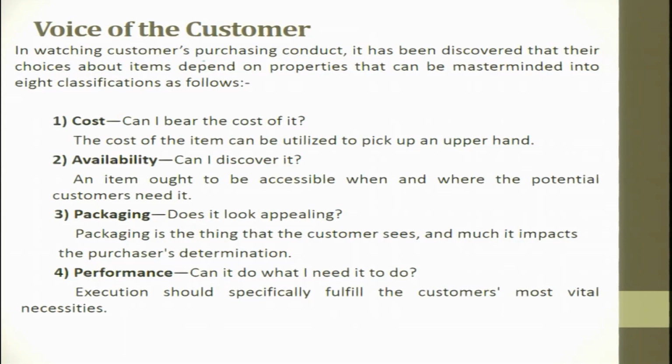So these are the reasons why a customer will go ahead and buy a product. So in watching customers' purchasing conduct, it has been discovered that their choices about the items depend on properties that can be masterminded into 8 classifications as follows.